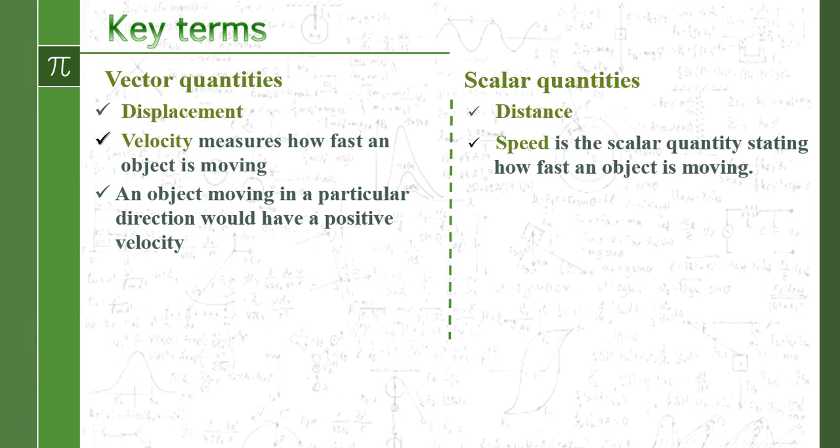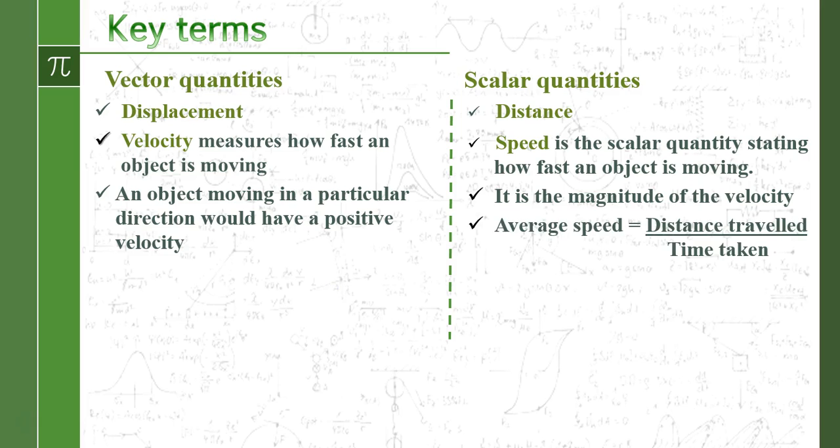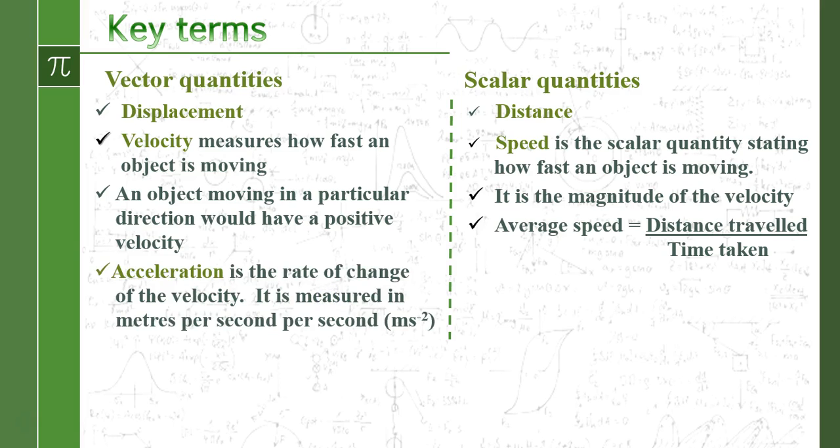The equivalent on the scalar side is speed, and that is literally just how fast the object is moving without the direction, without the positive or the negative bit. So essentially speed is just the magnitude of velocity. And we'd say that average speed is distance travelled divided by the time taken. That's your kind of speed, distance divided by time, that you will be very familiar with from earlier studies.